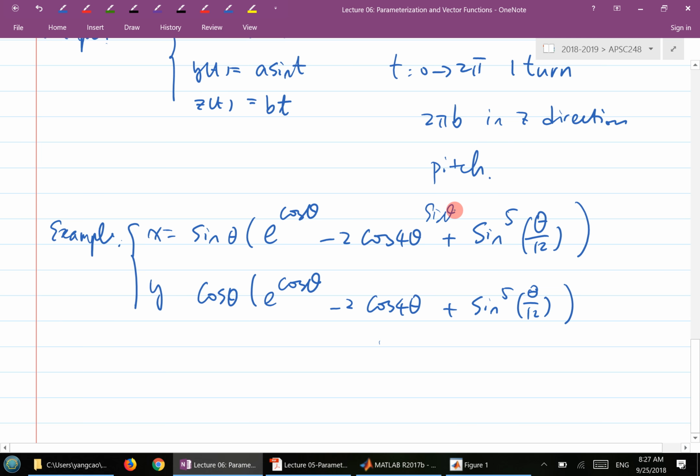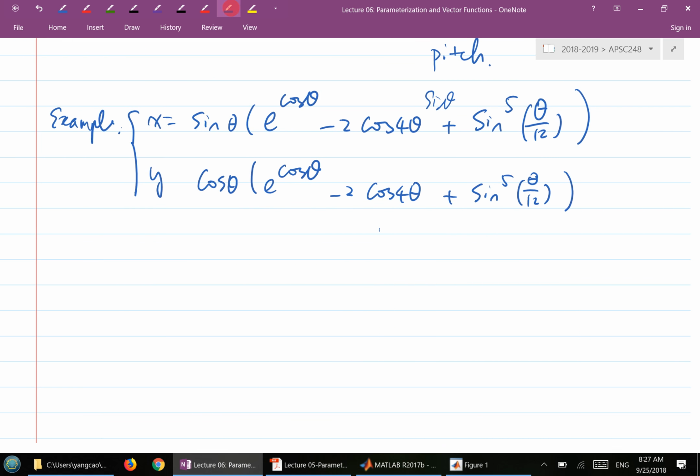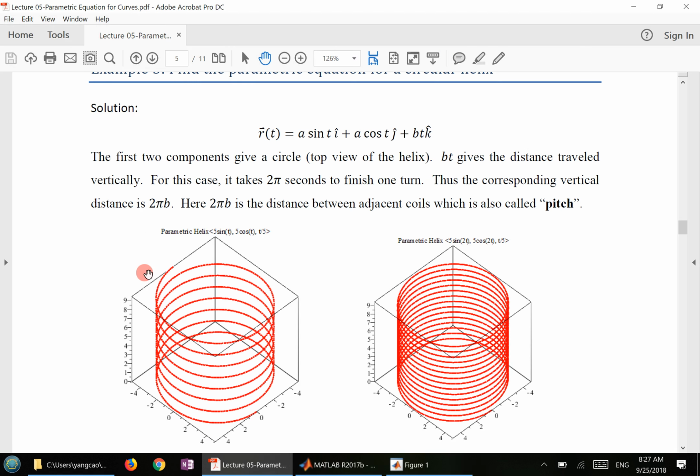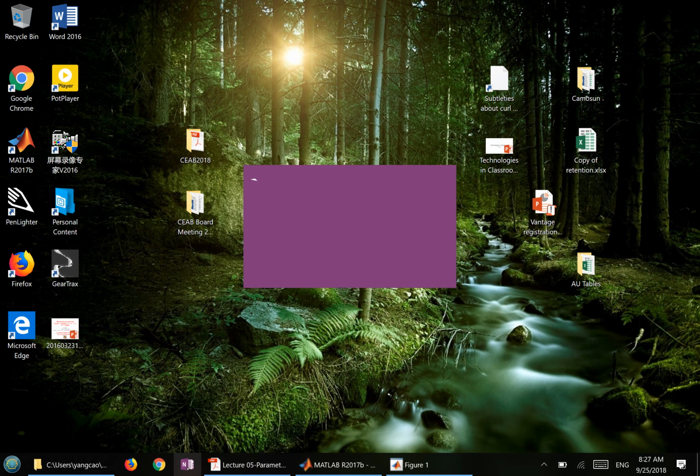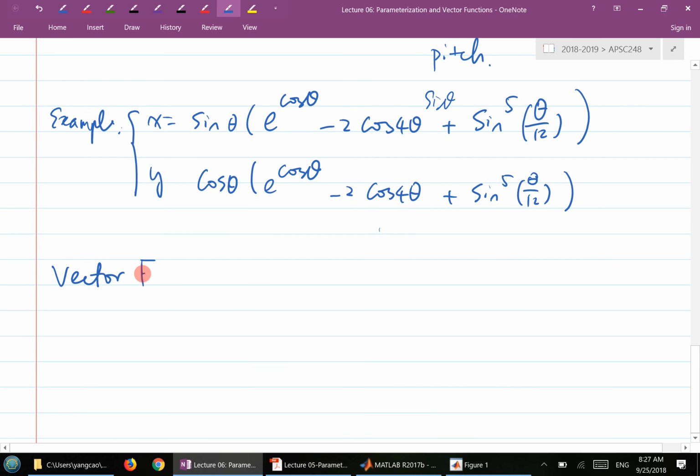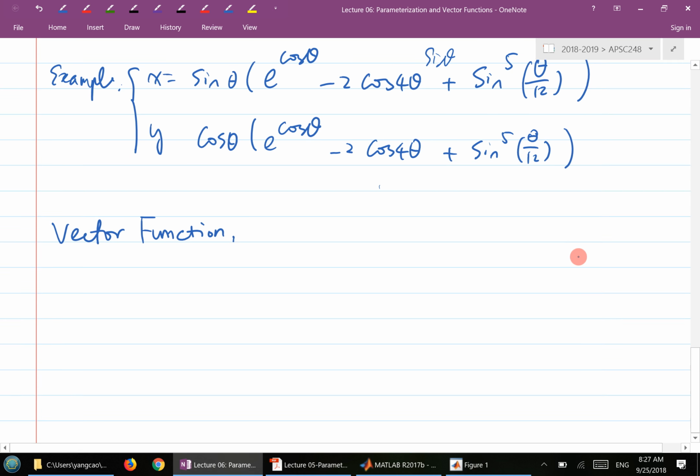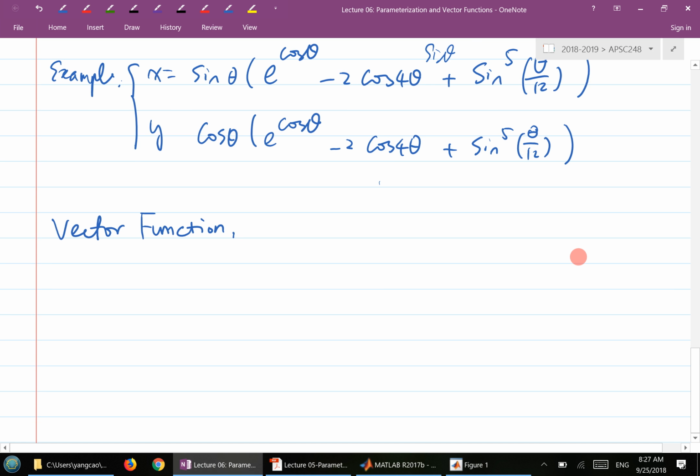All right, that's enough for parameterization of curves. Let's move on to a different topic now, which is actually not so different. We call it vector function. It's a new topic, but once you see what I'm writing here, it's really nothing new. We have seen it all, basically. Let's put down the formal definition first.